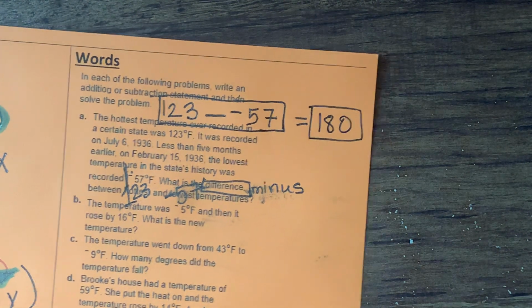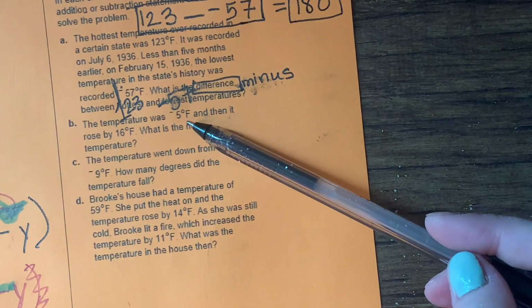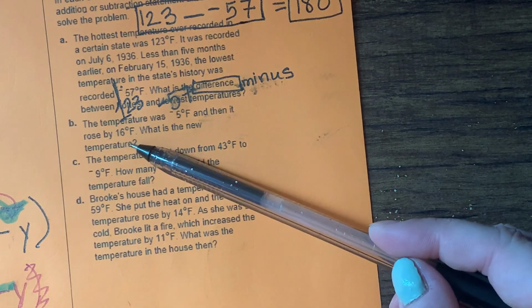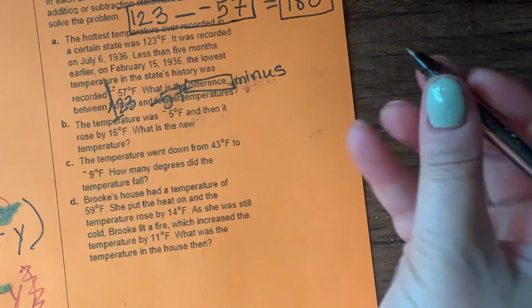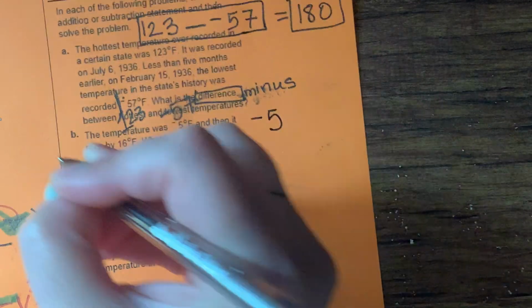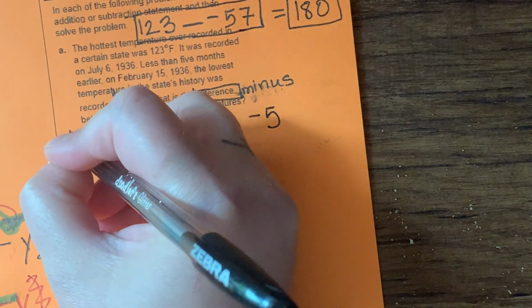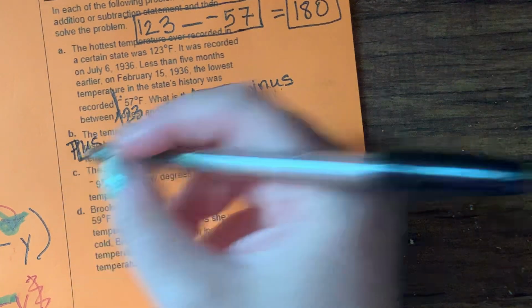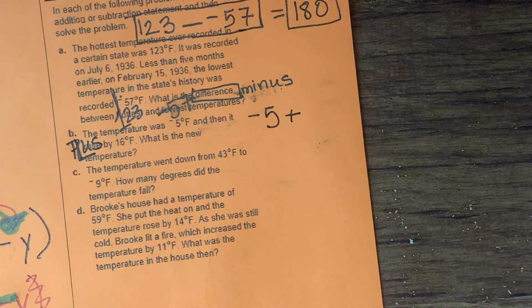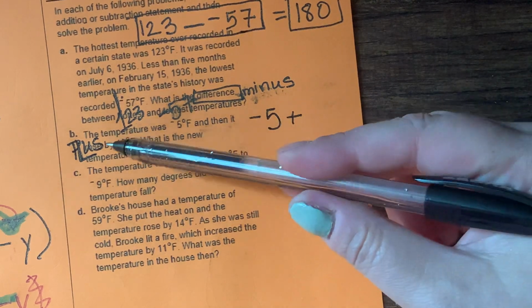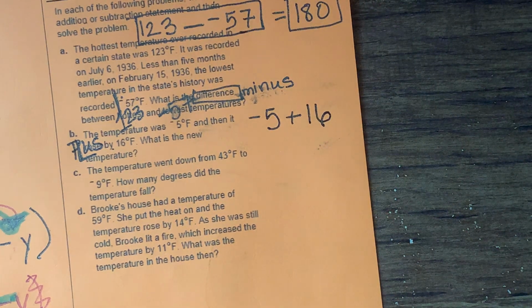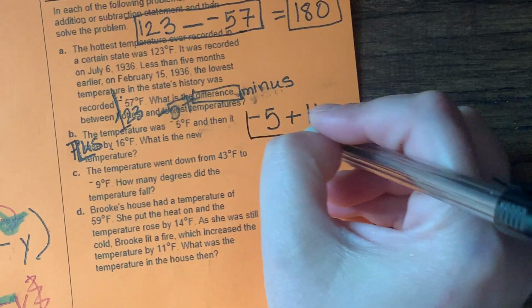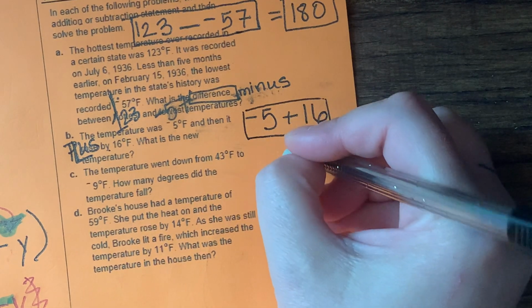Okay, let's look at part B. Part B says the temperature was -5, and then it rose by 16. What is the new temperature? Okay, so we started with -5, but then rose means plus. Then it says 16, so we rose by 16. So here's our addition or subtraction statement. And then the actual answer is whatever -5 plus 16 is, which is 11.